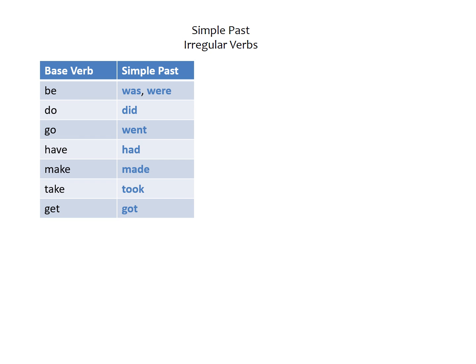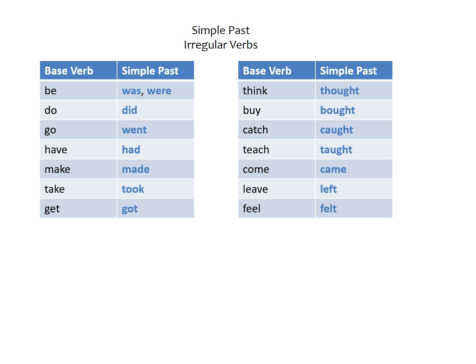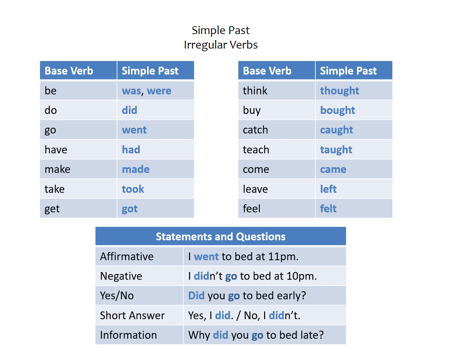Now, whenever we talk about simple past, we also have to look at our irregular verbs. These are irregular because they change in the past form. Here are some common examples of irregular verbs. If you do not know these irregular past tense forms, you need to memorize them. However, even though they are irregular verbs, they still follow the same rules in terms of sentence patterns.